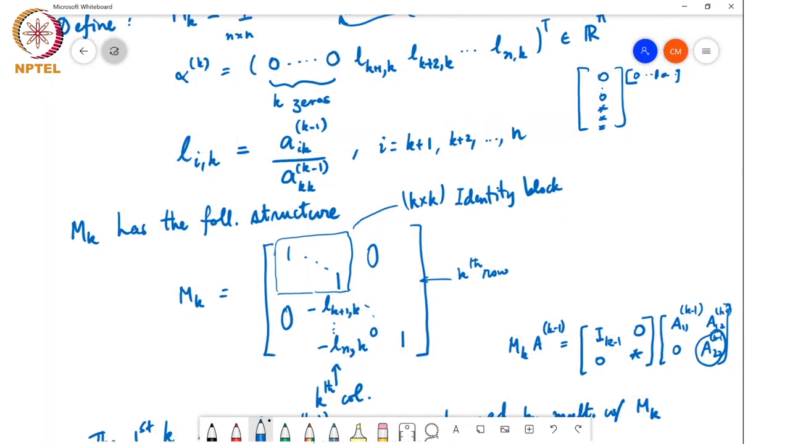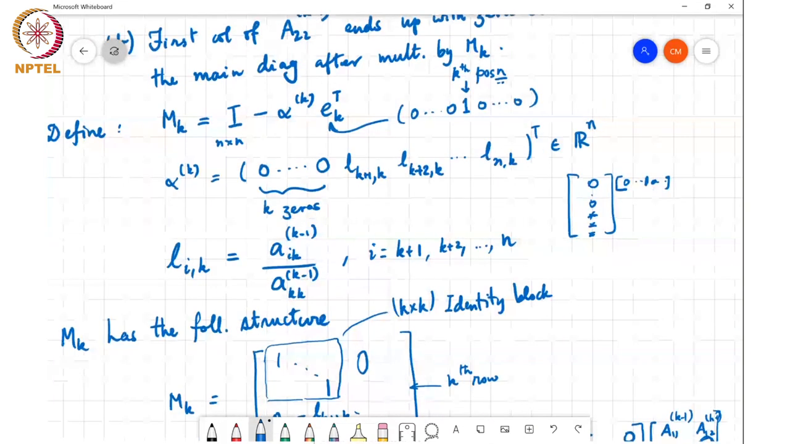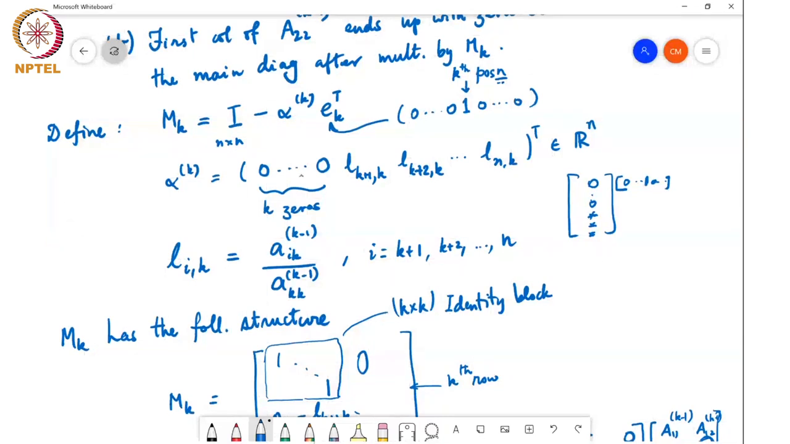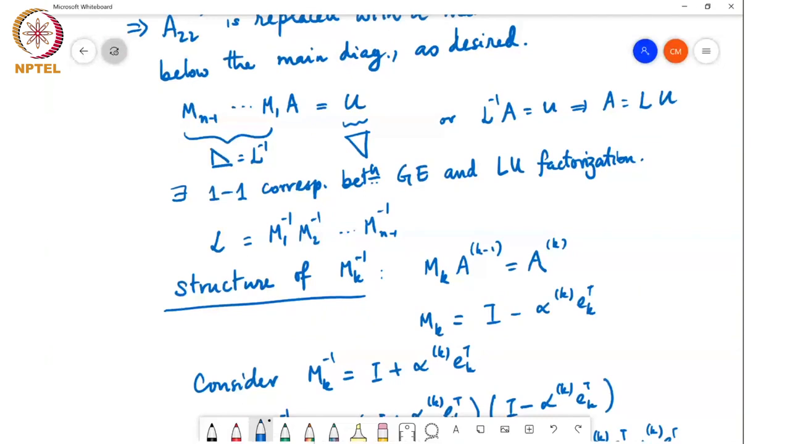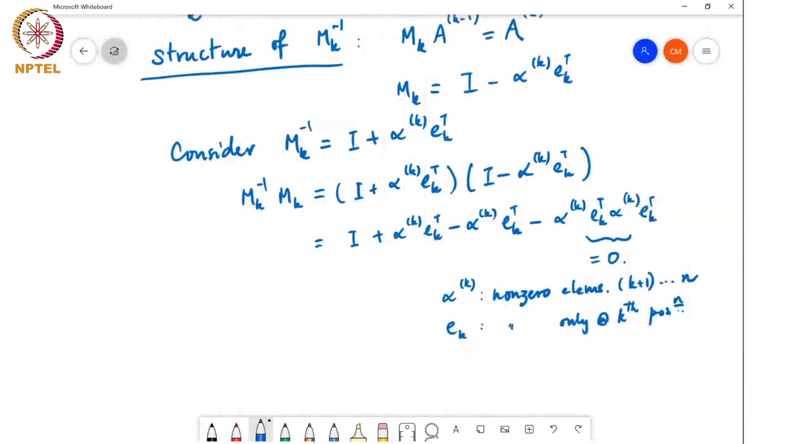ek has a 1 only in the kth position. So if I take the inner product of this vector with this vector, this 1 will multiply 0, and all these entries will multiply zeros here, and so their inner product is 0. So this matrix drops off, and these two just cancel each other, and so this is equal to the identity matrix. So I plus alpha k ek transpose is the inverse of mk.